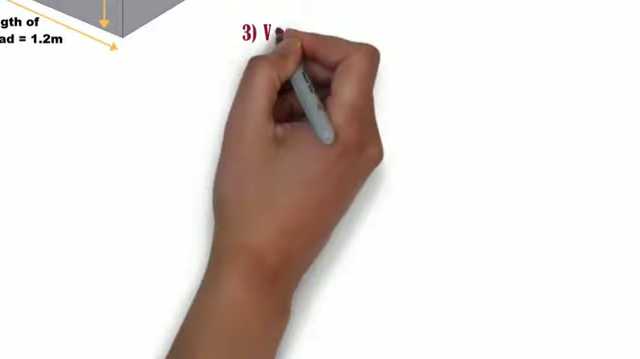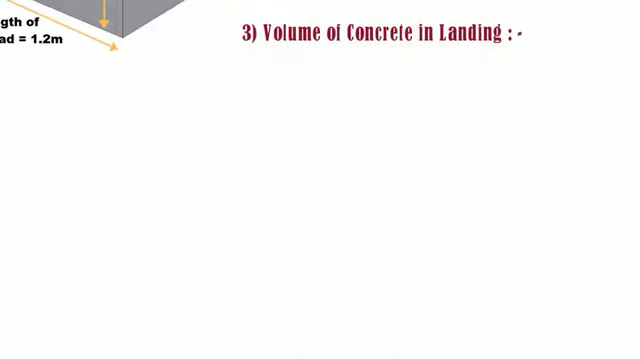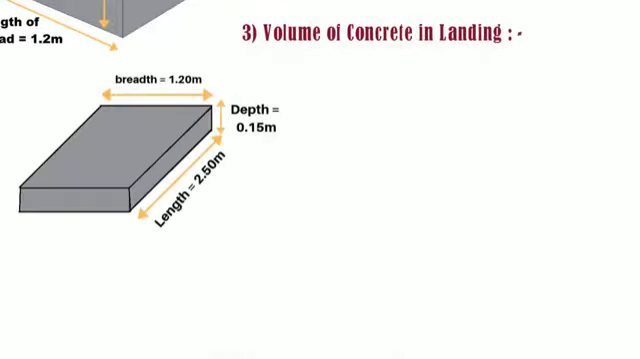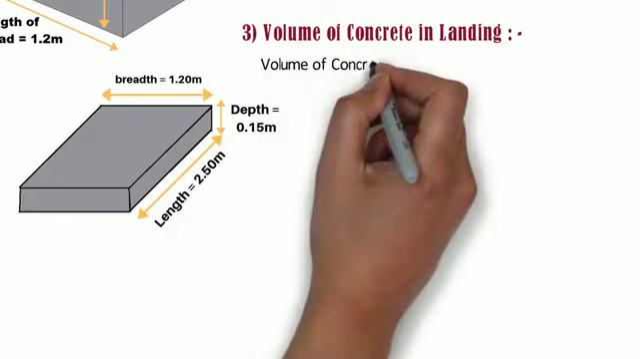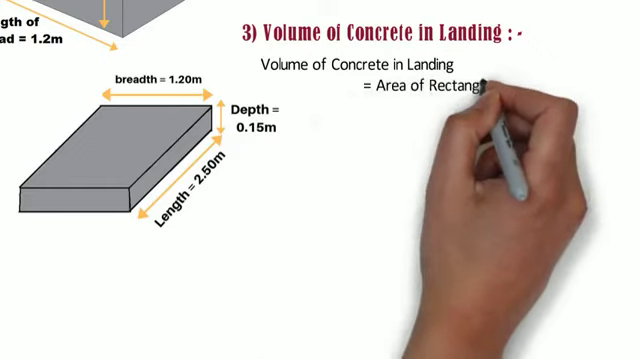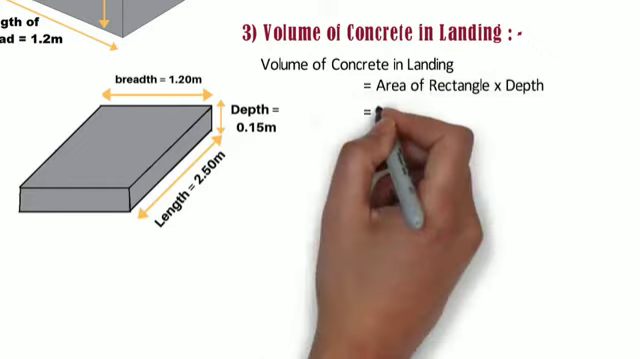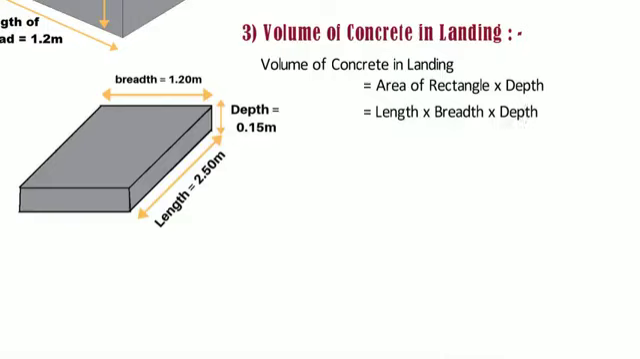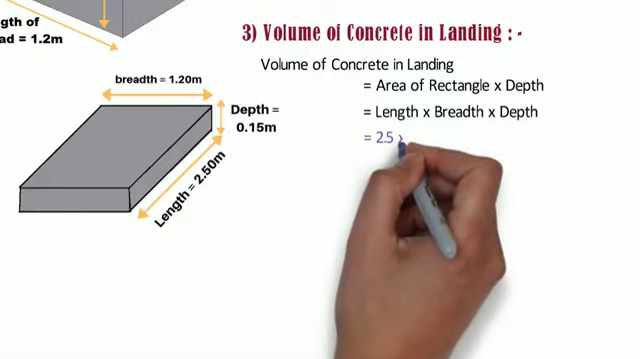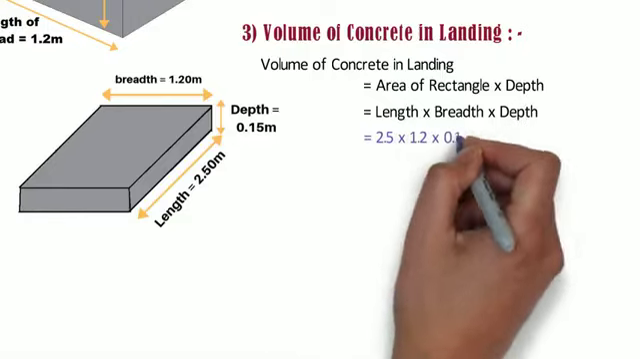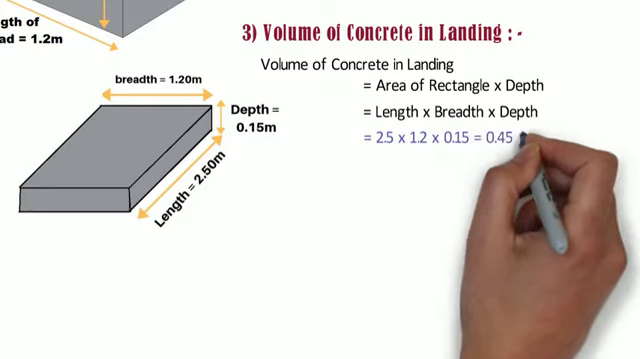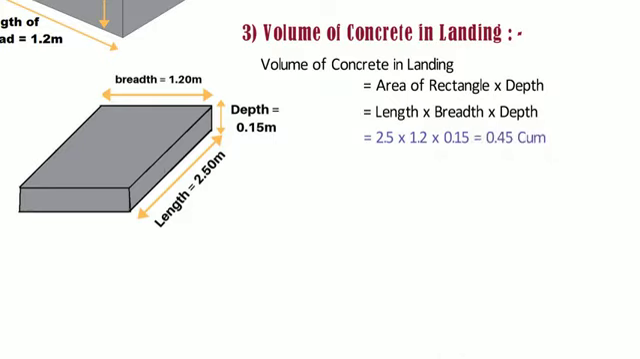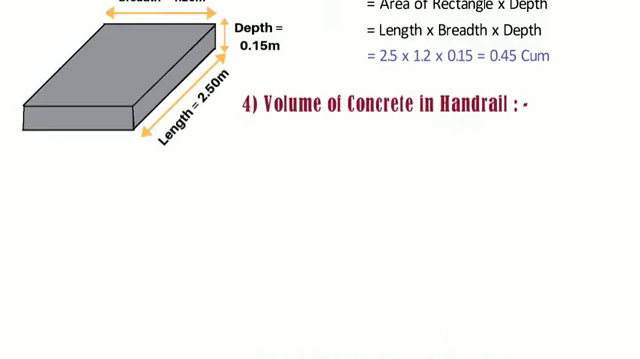Now let us calculate volume of concrete in landing. You can see in this picture, landing is in the shape of rectangle. The volume of concrete required for landing is equal to area of rectangle into depth. It means length into breadth into depth is equal to 2.5 into 1.2 into 0.15 is equal to 0.45 cubic meter.